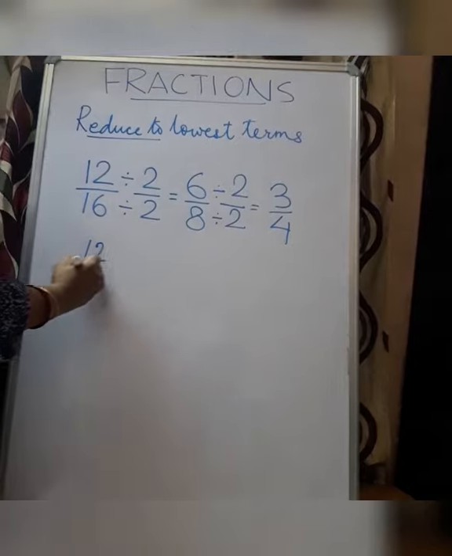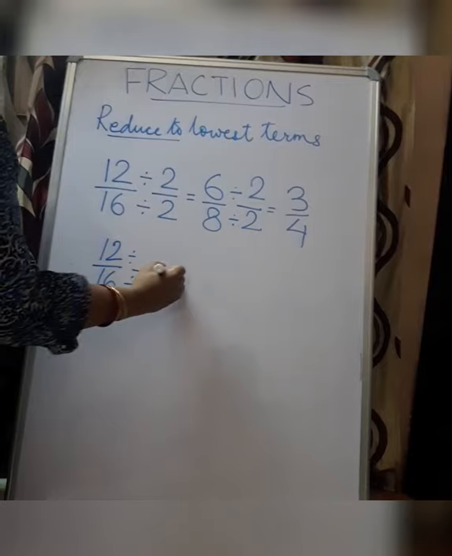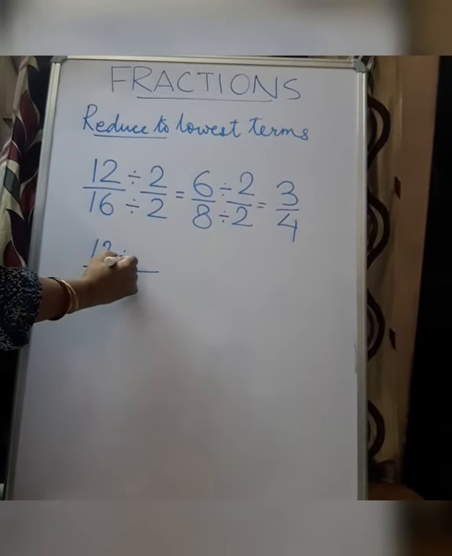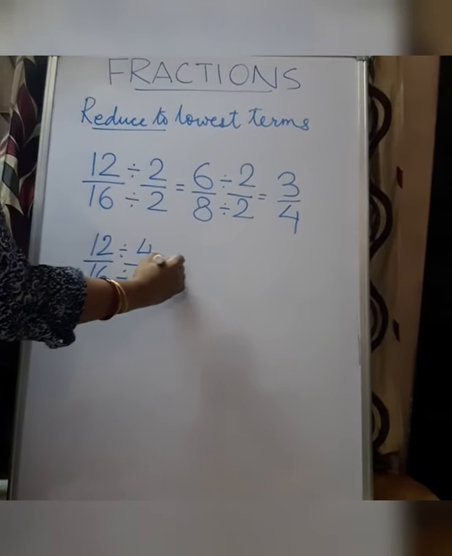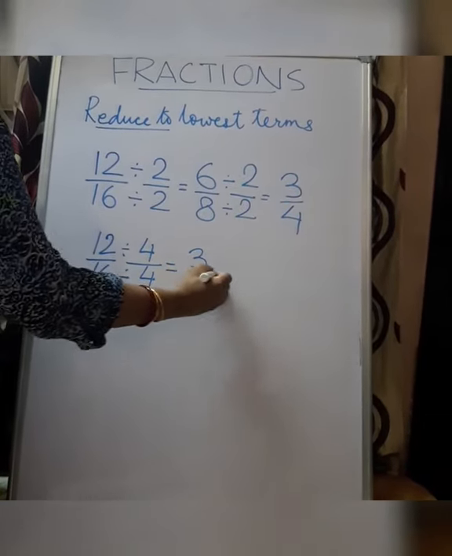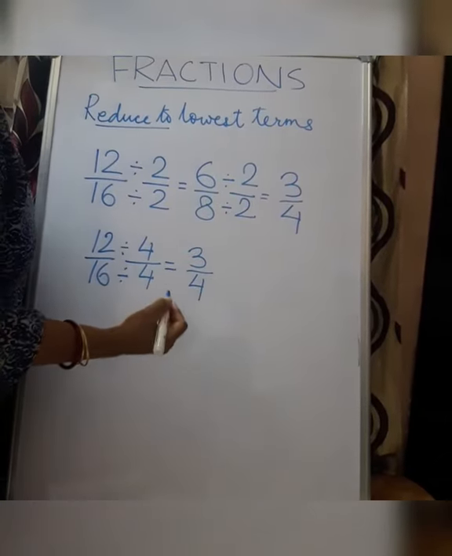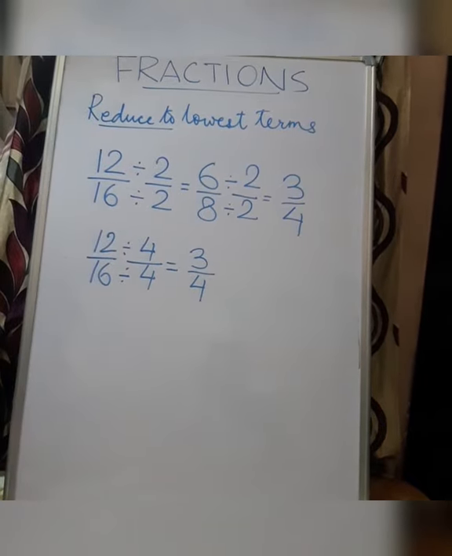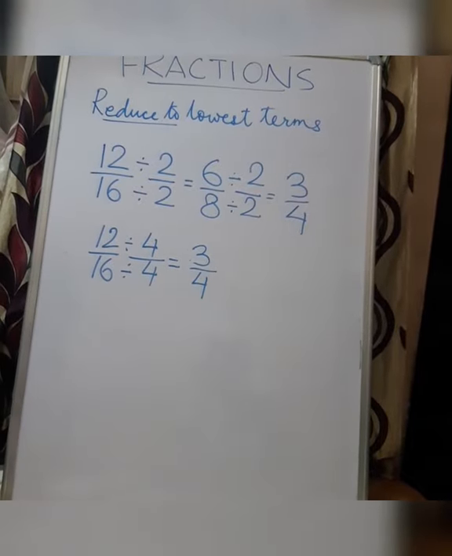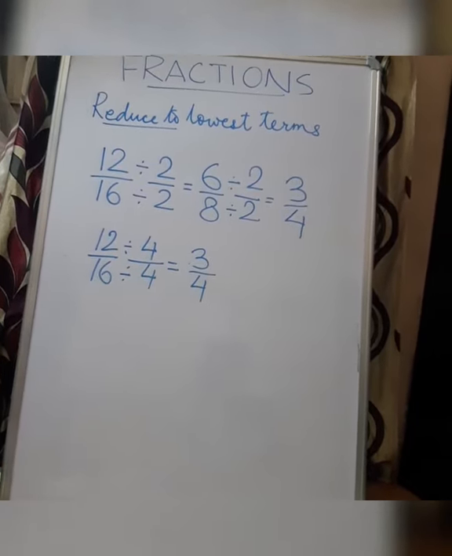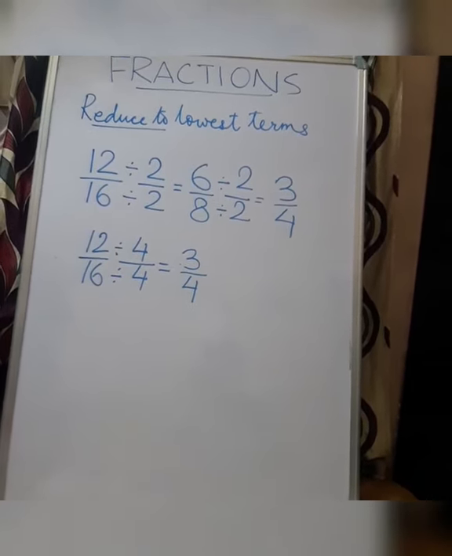We can also do it in one go. We have to divide both the numerator and the denominator by the HCF, and the HCF is 4, and we get 4 3s are 12 and 4 4s are 16. When the co-prime numbers are there, 3 and 4, their HCF is 1, so we cannot further divide it into lower forms.